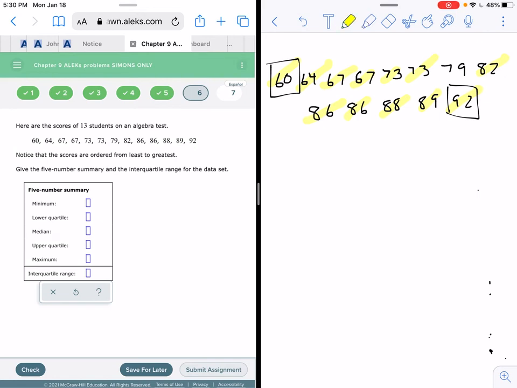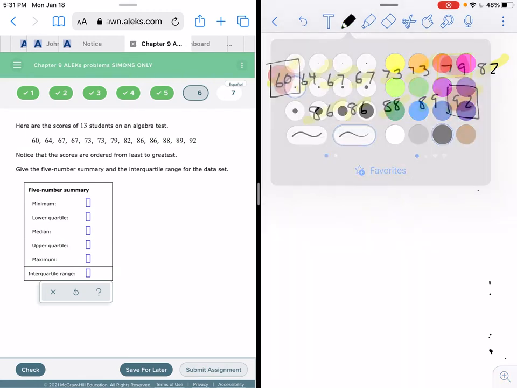And the reason we get 1 middle value is because it's 13, right? So this number right here, the 79, and we're going to use a different color for that. Let's use red. The 79 is our median, all right? So we've got our minimum, our maximum, and our median. All right, now, that's the easy part.